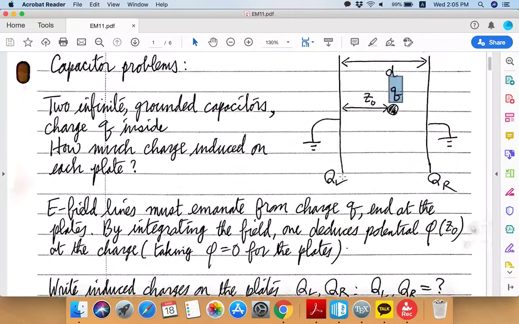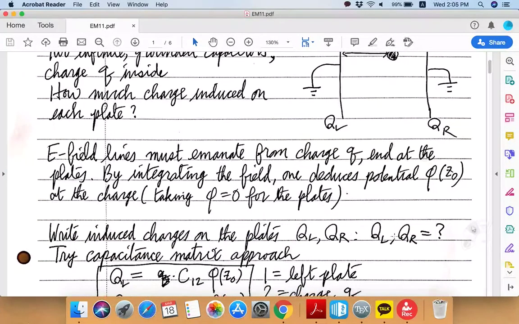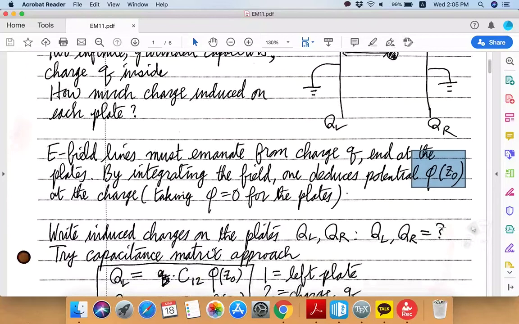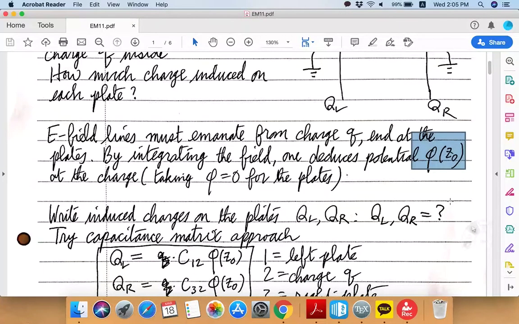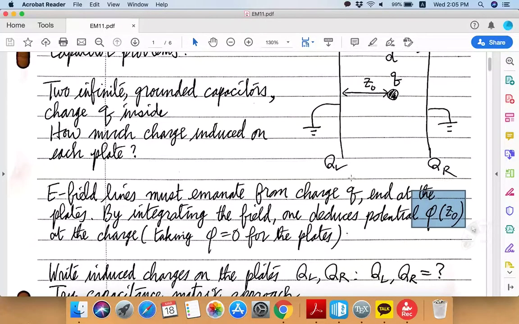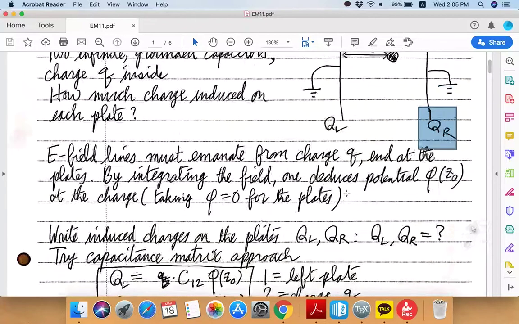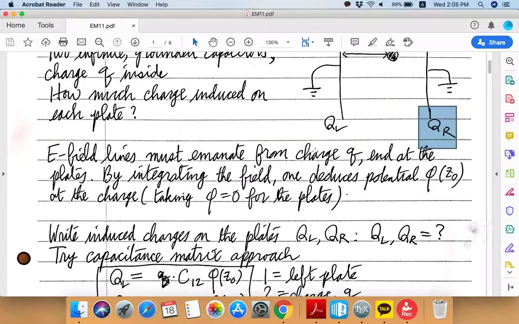That's something of an obvious statement, except that we don't know exactly what the value of this potential would be. However, that's not what we're interested in after all. We are more interested in the amount of induced charges, QL and QR. And we still haven't made any progress regarding the way in which to compute these induced charges. So, what should we do?